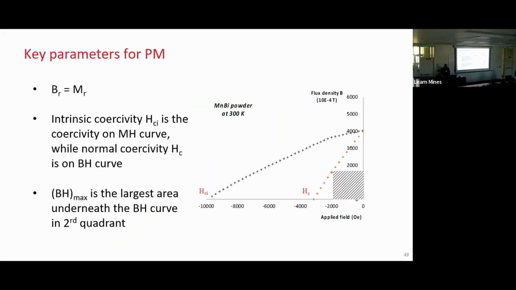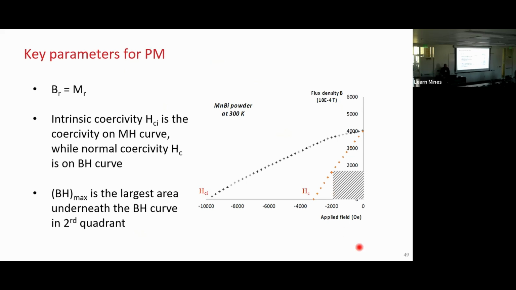So there are two coercivities. Actually, they can be separated quite a bit. The one on the MH curve is called the intrinsic coercivity, HCI. The one people keep saying, oh, coercivity, what is coercivity? Actually, they really mean the HC, that means on the BH curve, not on the MH curve. So you need to make that clear.